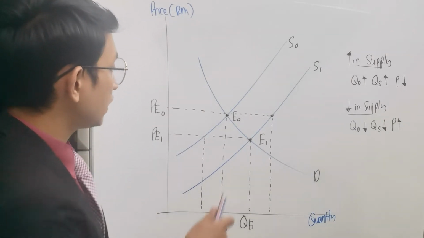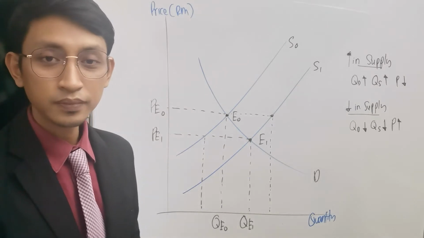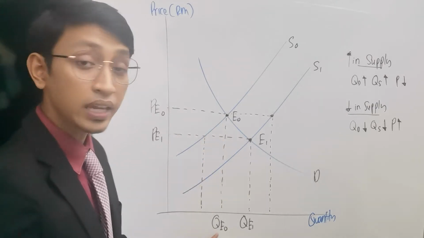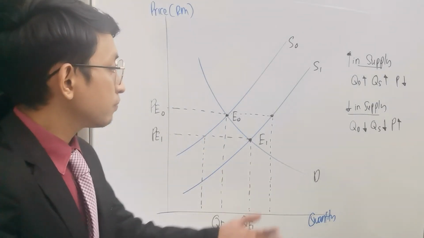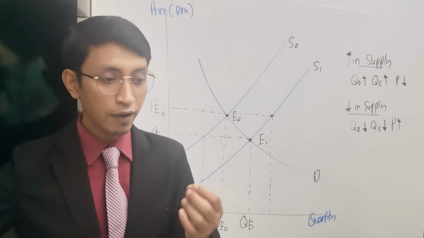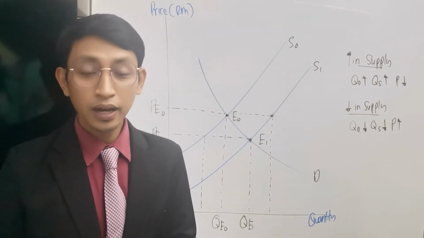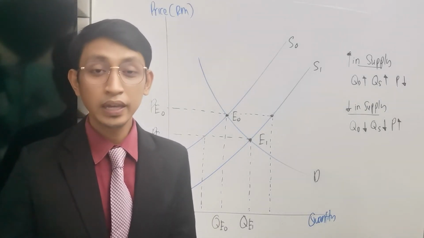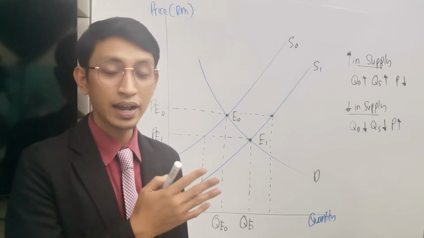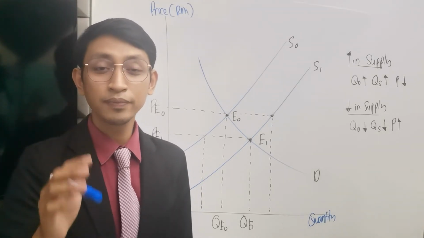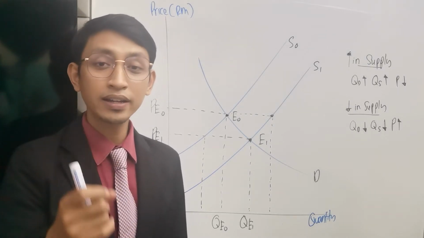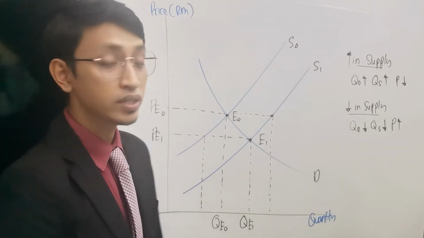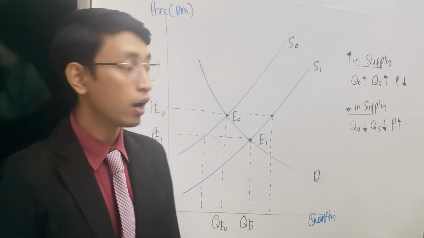Originally this is our equilibrium point, E0, at which we have price equilibrium naught and also quantity equilibrium naught. And then something happened to the market. For example, the government gives more subsidy to the supplier, then supplier will be motivated to produce more. Even though the price, let's say in our example we use car, the price of car remains the same, when the government gives subsidy to the producer of the car, then the car producer will increase the supply of the car.